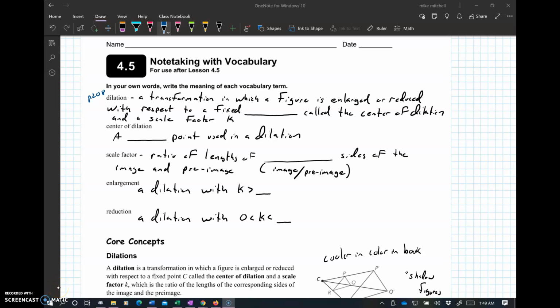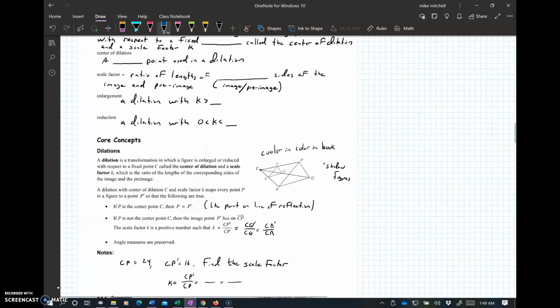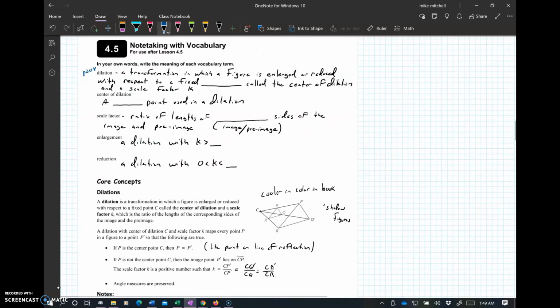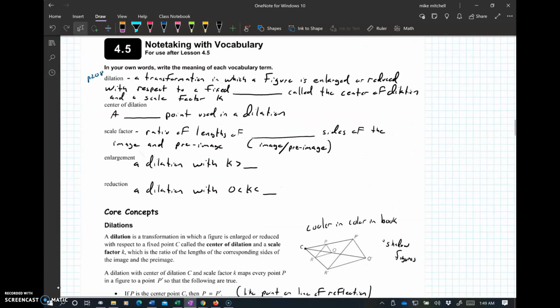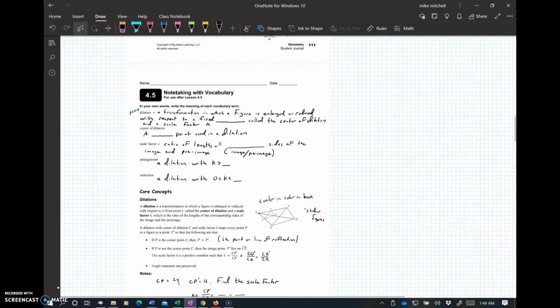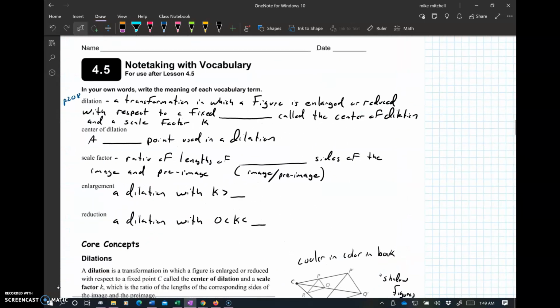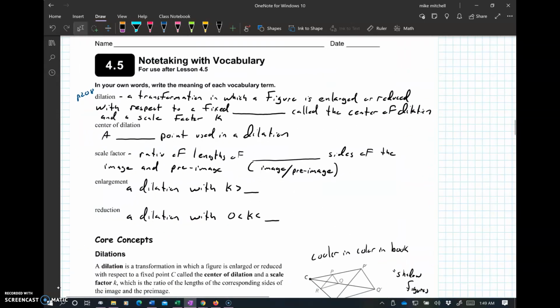Welcome to the 4.5 Geometry Big Ideas Math Journal, which begins on page 114. We'll be going over dilations today, which you've just seen me doing. Those are dilations. Let's get going with the vocab.